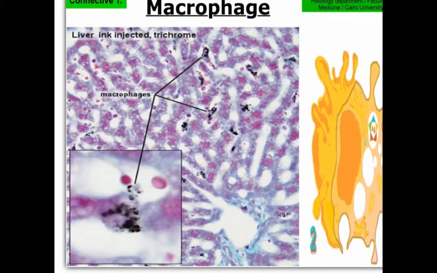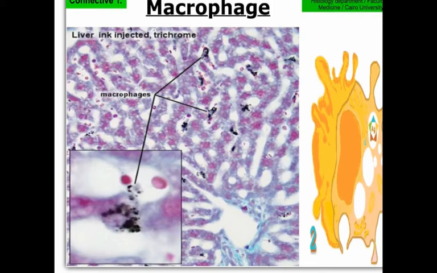This is the macrophage, which is one of the connective tissue cells. It has two forms. The fixed form, which is called histiocyte. Histo means tissue, so that it is fixed in the connective tissue. And the other type is the free macrophage.